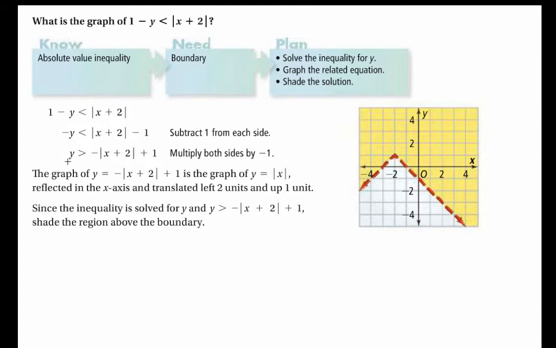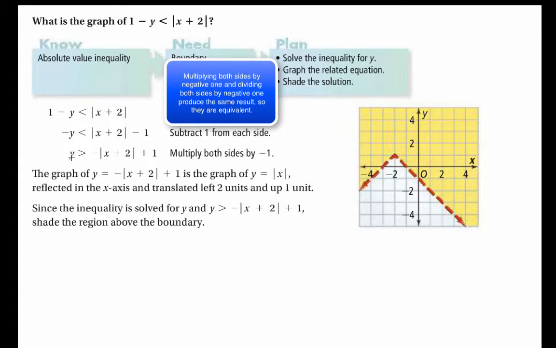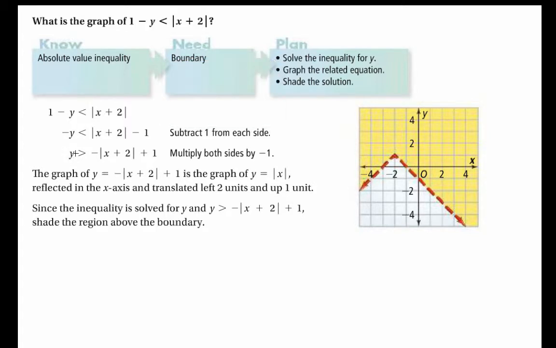So the first thing that we'll do is isolate y. Once we have y isolated, and you can see here we have to pay special attention, we subtract 1 from both sides, so that gives us negative y is less than the absolute value of the quantity x plus 2 minus 1. We don't want negative y, so we have to divide through by negative 1, or multiply both sides by negative 1. When we do that, that reverses our inequality. That puts a negative in front of our absolute value, and it changes the sign of our constant over here.